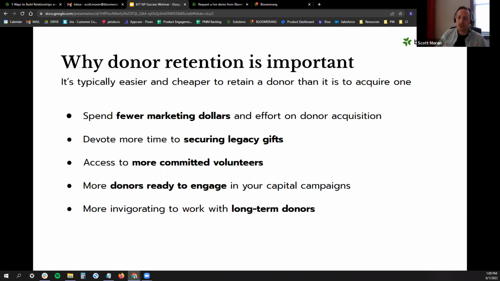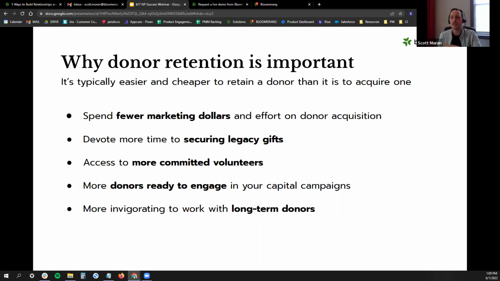Besides just the numbers, and trying to bring in more donors, there are some other fringe benefits of donor retention. One, it's typically easier and cheaper than acquiring a new donor. By keeping a loyal donor, you tend to spend fewer marketing dollars and less effort on acquisition. You have more time freed up in some cases where you can focus more on securing legacy gifts and have more committed volunteers. If people have been retained year over year, then you suddenly have a bigger pool of people that are more committed.